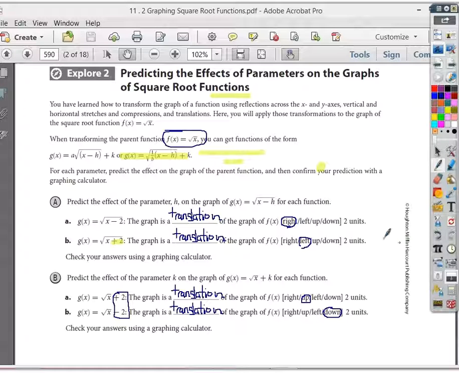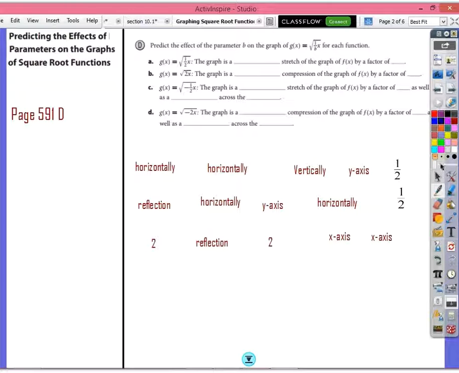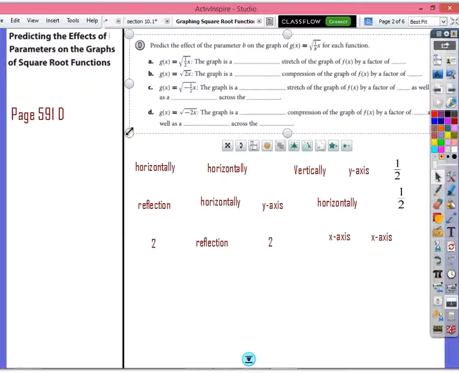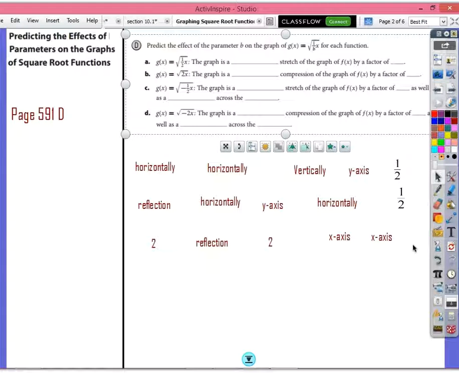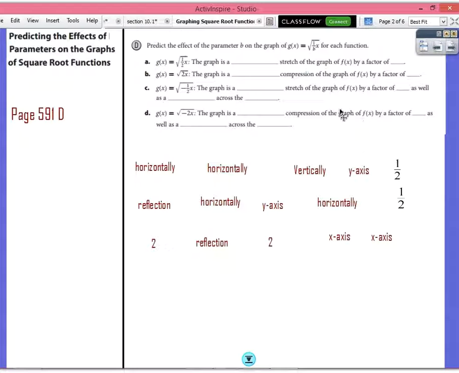Let's go ahead and switch our focus to D at this time. And I've got D up here. All right. So we need to do the same thing. We're still predicting effects. We're still saying what kind of effect it is going to be on the parent function, the square root of x. Okay, but notice on this one, look at A, B, C, and D. This is now on page 591, problem D.